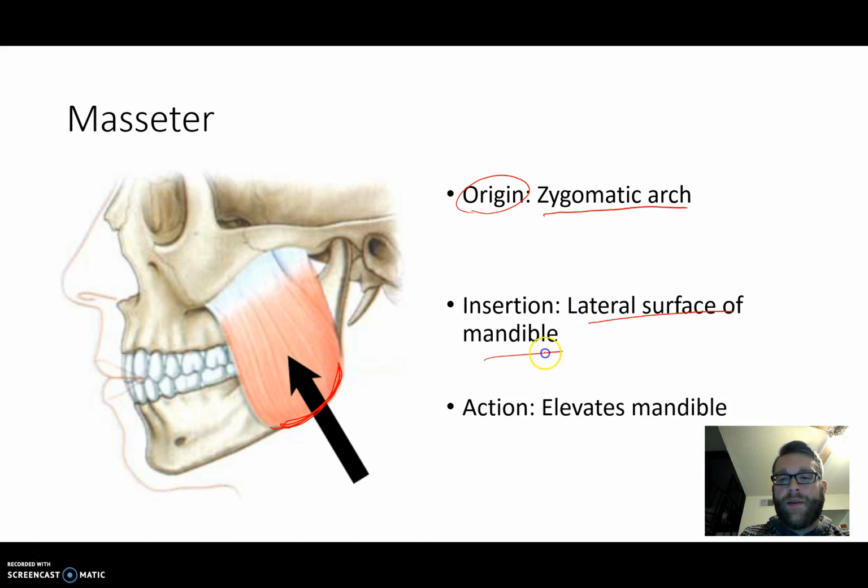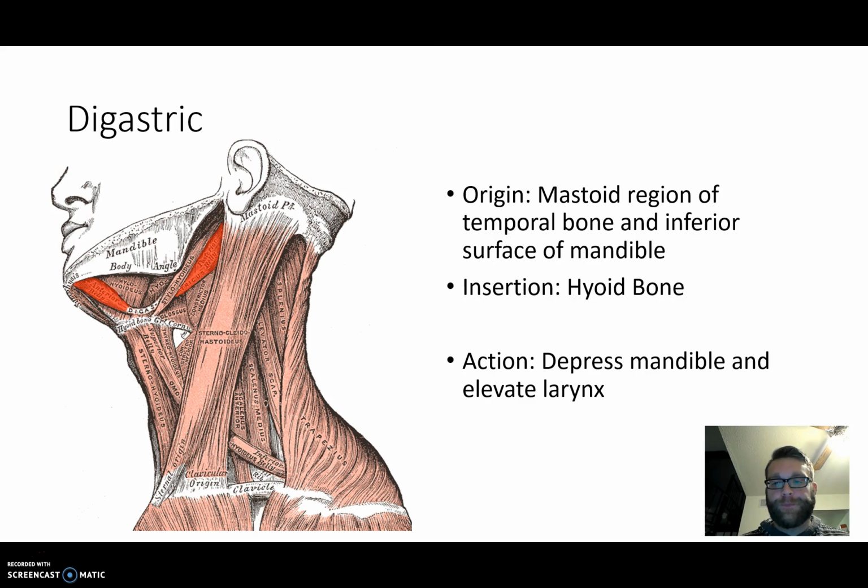Lateral surface of the mandible, that is what you need to know, and you need to know its action. It only has one, and its main action is to elevate the mandible. So when I talk about origin, insertion, action, those are the three things that you need to know for that muscle. Okay, so masseter, side of your face. When you were dissecting the cat, that big chunk of muscle on the side of its face, that was the masseter.